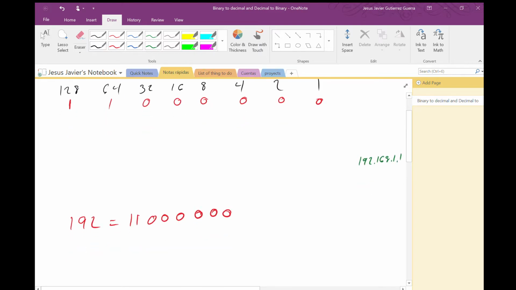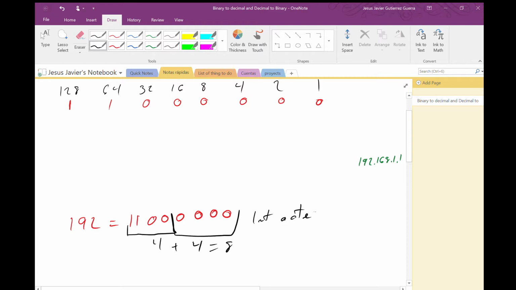Let's see if there is 4 numbers there. So it's 1 2 3 4. We have our 4, then we have 4 more right here, 4 plus 4 equals 8. So we have our first octet. I believe octet is right like that. Okay, so now we found 192. So we need now to find 168.